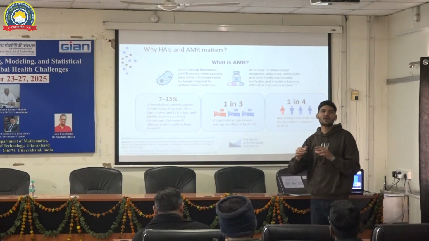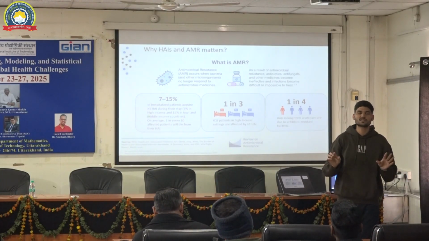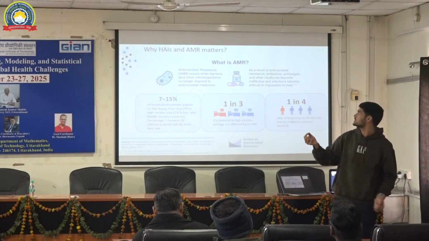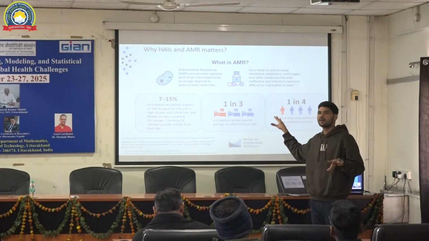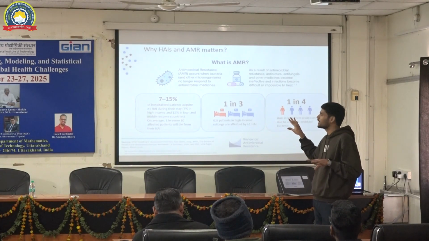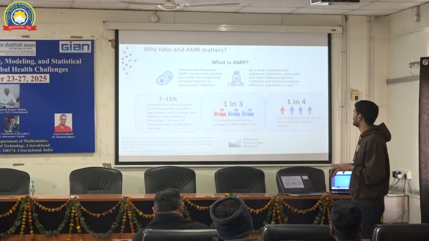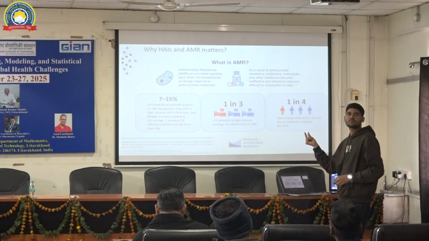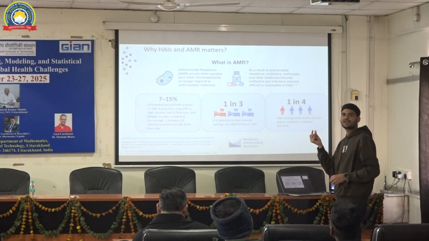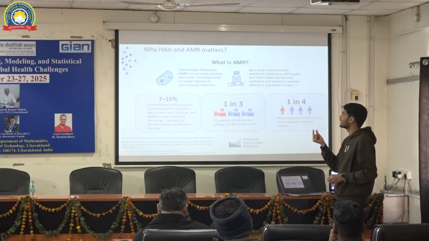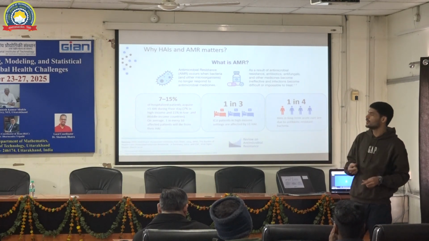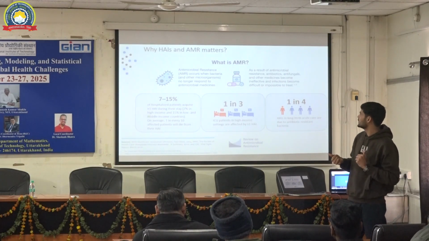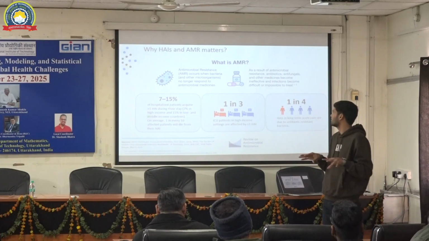In AMR, we have a family of pathogens. We are not discussing particular antibiotics and particular resistant bacteria. We are not discussing the particular one. But the WHO presents some studies showing that 7 to 15% of hospitalized patients acquire at least one hospital-acquired infection during their stay: 7% in high income countries and 15% in low or middle income countries.